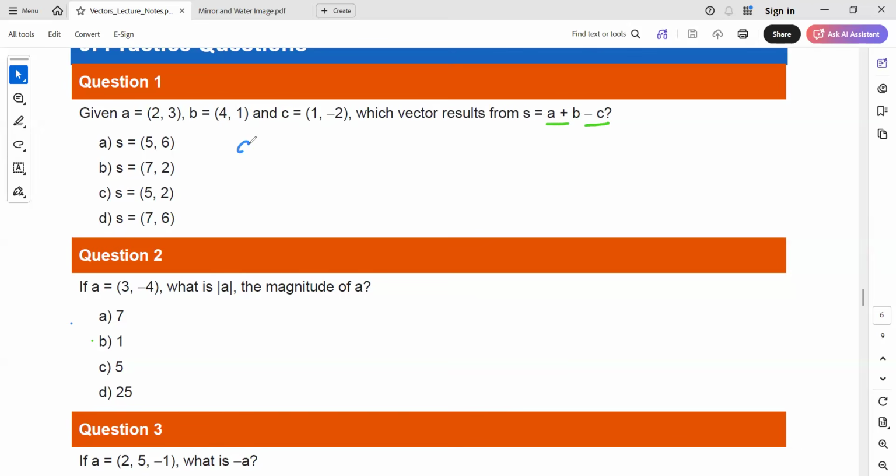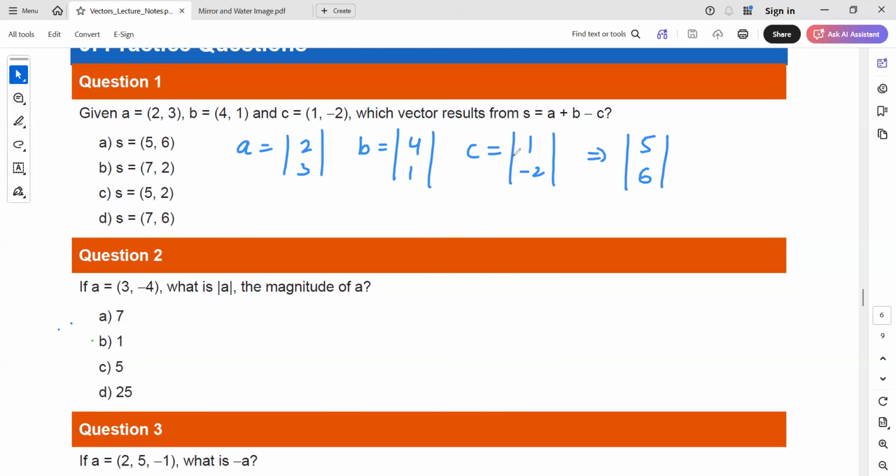A is given 2, 3. B is given 4, 1. C is given 1 and -2. First of all, we have to add A plus B and then subtract C. A plus B: 2 plus 4 is 6, 6 minus 1 is 5. 3 plus 1 is 4, 4 minus 2 is 6, not 2. Clear? So the answer will be 5 and 6, so option A will be correct.